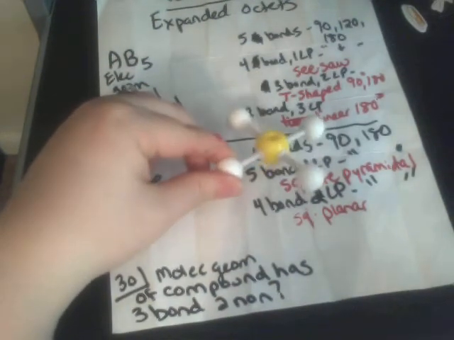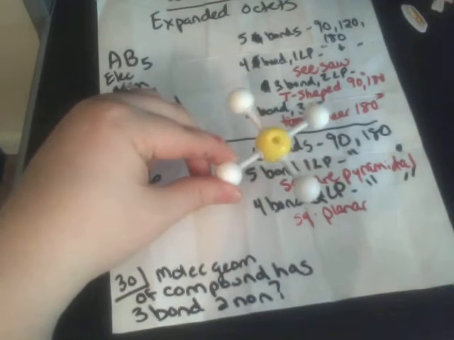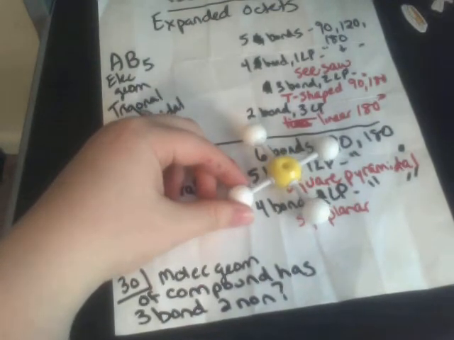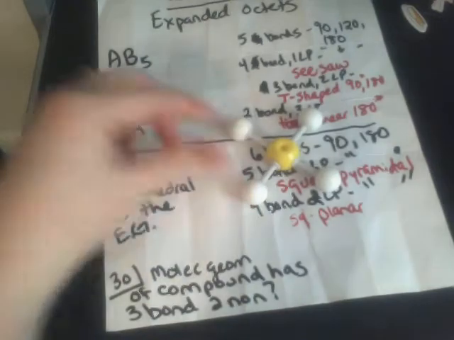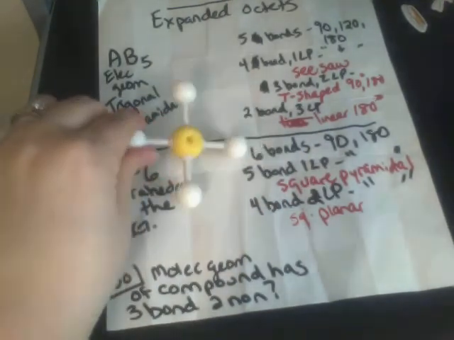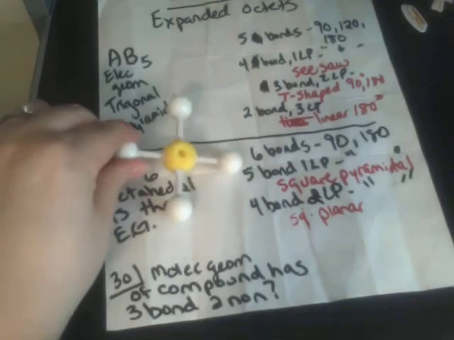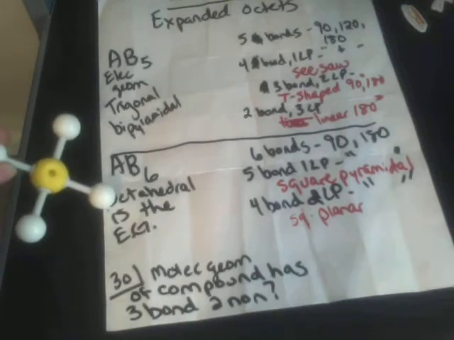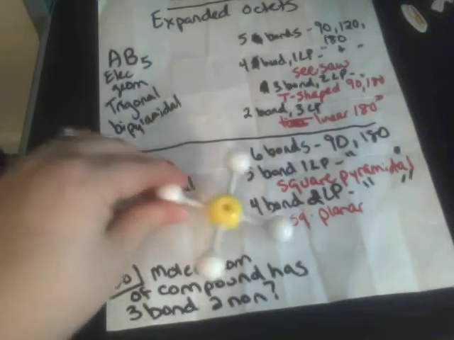What if we were to remove another one? Yet another one. That is where, actually I just looked and we don't have any further. There's just those 3 different molecular geometries that we're going to be using for the octahedral electron geometry set.